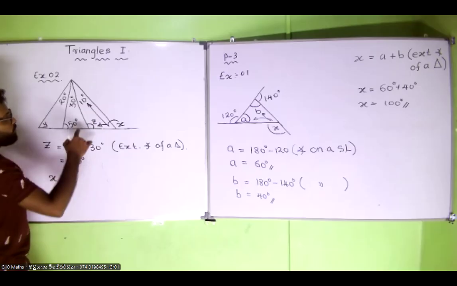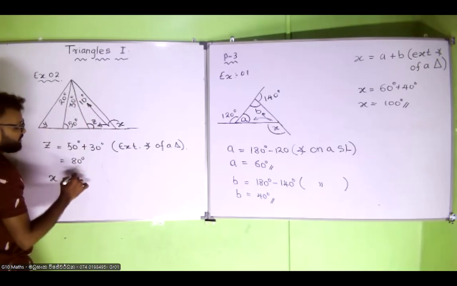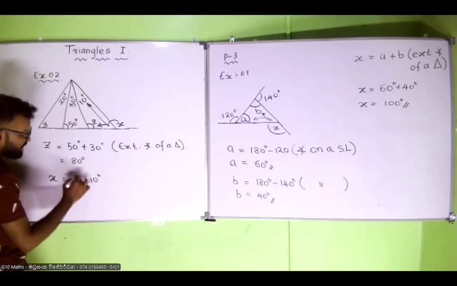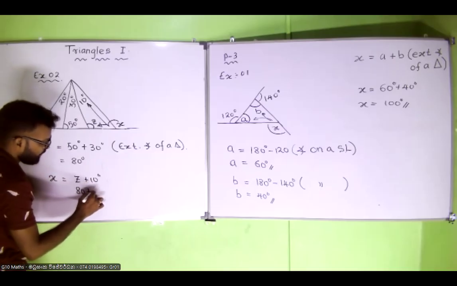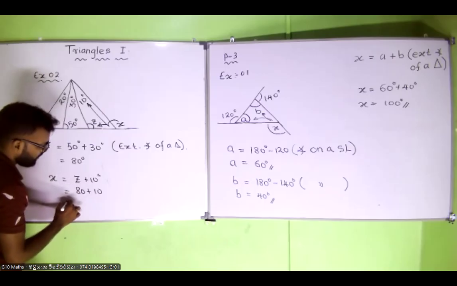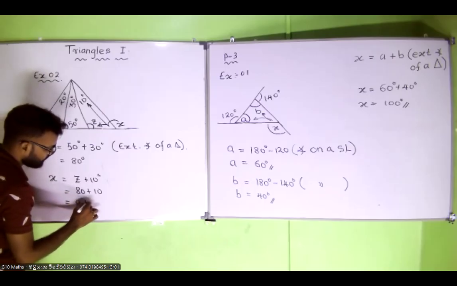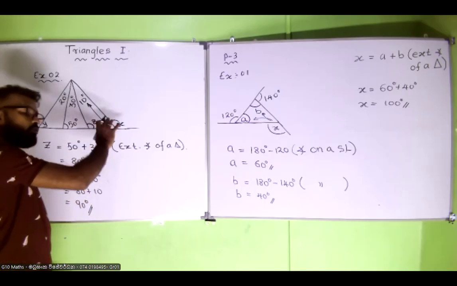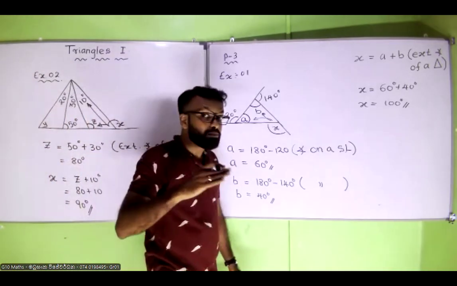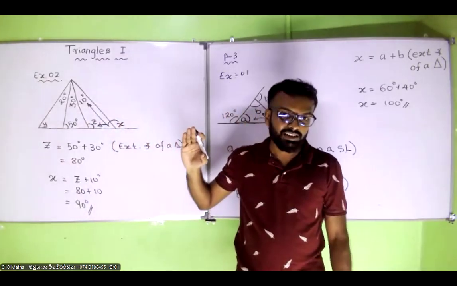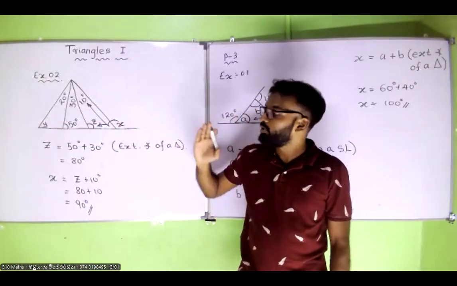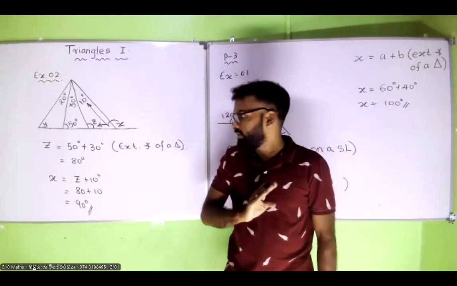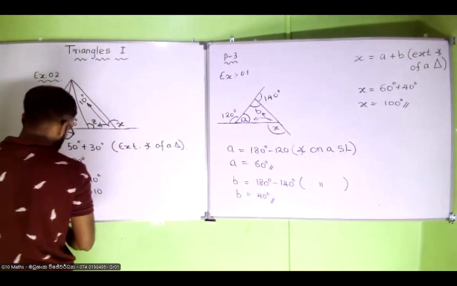So I have to get the summation of Z and 10, right? Z plus 10. We know Z is 80. 80 plus 10, 90 degrees. So X should be 90 degrees. Don't care about the alignments and so on and so forth. That is not the important thing. You need to understand the theory perfectly. So X has been found.